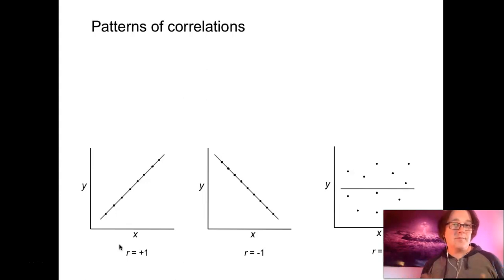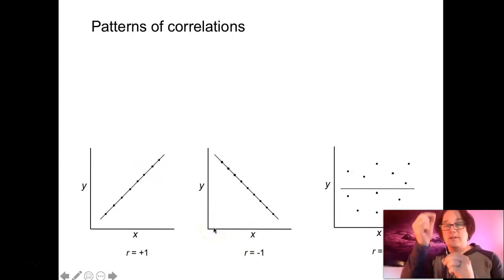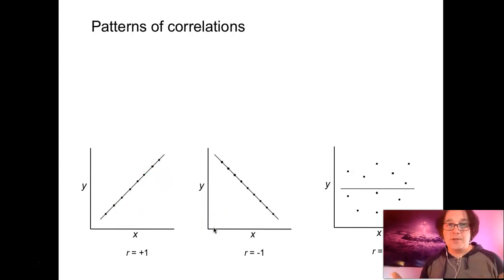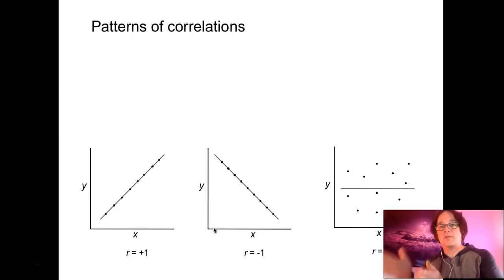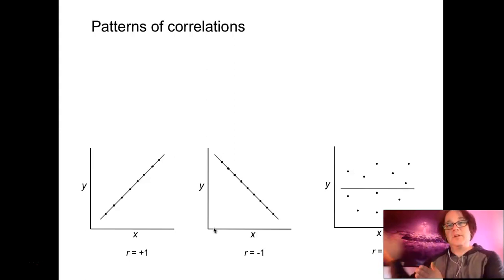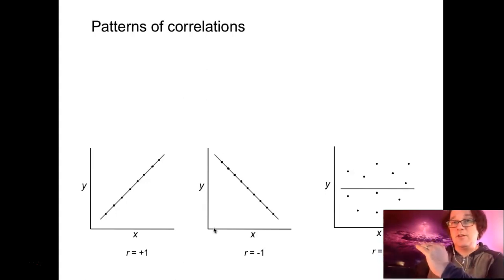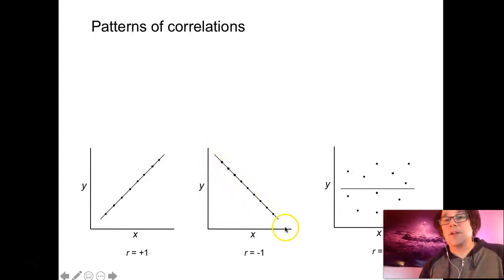The next example represents a perfect negative correlation. In this case, as we're increasing 1 unit on the x-axis, we're decreasing by exactly 1 unit on the y-axis. Whatever those measurements might be, they're proportional, right? So we increase 1 on x, we're going down on y. We increase another unit on x, we're going down another unit on y. And this creates a perfect negative correlation.